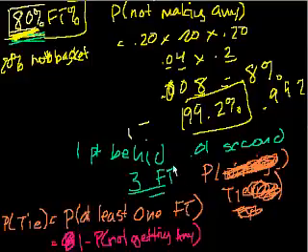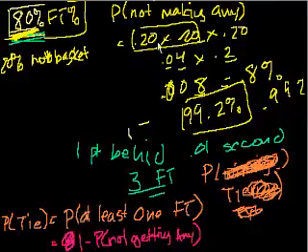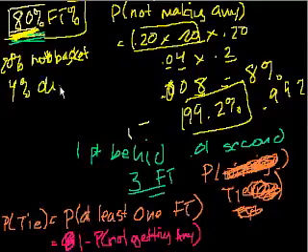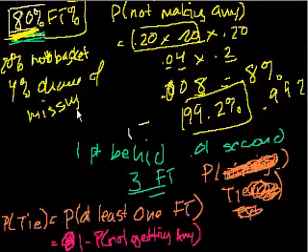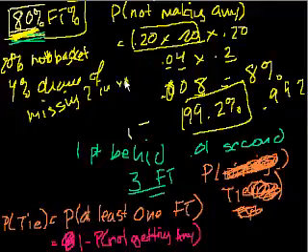Well, in that case, in order to tie the game, I have to get at least 1, but I only have 2 shots. So it would be 1 minus the chances of me missing both shots. And what's the chances of missing 2 shots? Well, the chance of missing 2 shots in a row is 20% times 20%. So 4% chance of missing 2 shots in a row.